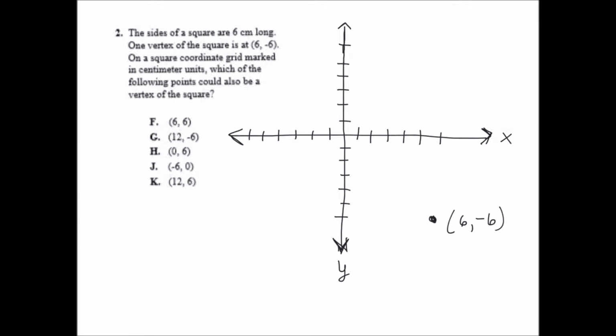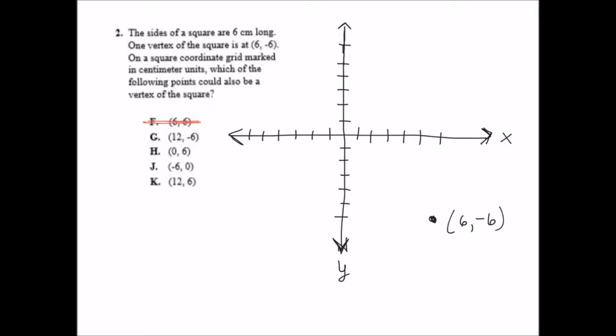And the question asks which of the following points could also be a vertex of the square. Now you're just doing a lot of thinking given your 5 options. One question is, could you get all the way up to x equals 6, y equals 6? Well, that puts you way up here. That's 12 units away, but you can only move 6 units to be a side of a square, so that first option is out.